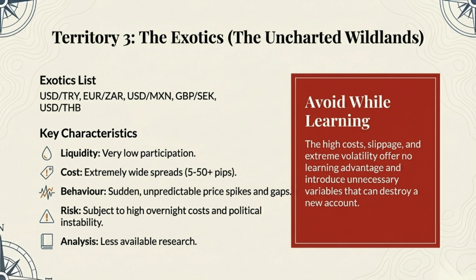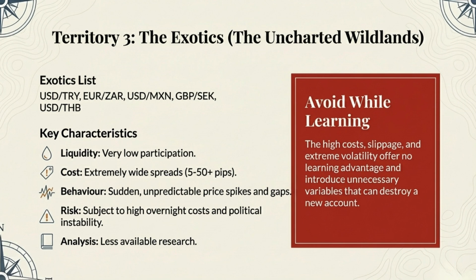And their characteristics are the polar opposite of the majors. They have extremely low liquidity. And that lack of depth is the single biggest factor that makes them so risky and so expensive to trade. Because of that illiquidity, the spreads are, well, they're astronomical. We're talking 5 pips on the very low end, stretching up to 50 pips, or even more during volatile times. Let's put that cost into real terms.